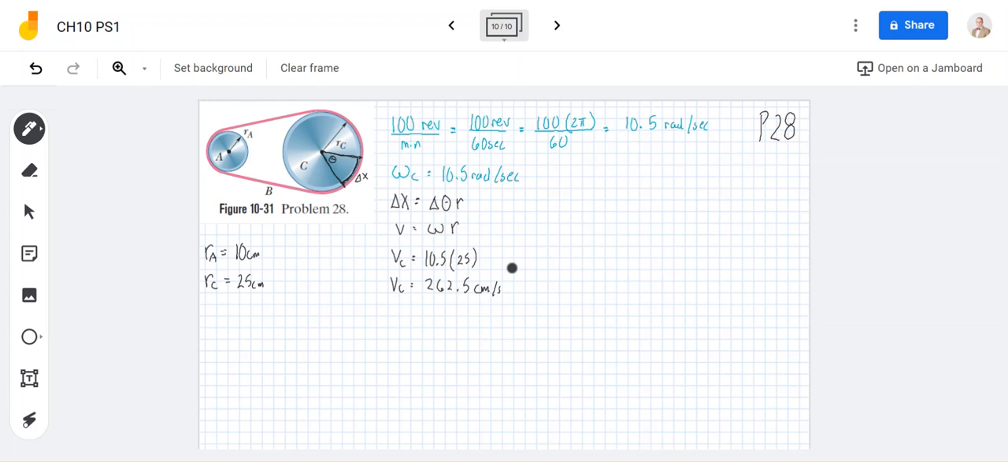So here's the point of this problem. Because it's just one belt, basically what it's saying is the linear speed of the belt around A is equal to the linear speed of the belt around C. The belt itself is just one piece of rope or string or chain or whatever it is. So the linear speed around both pulleys has to be the same, but that means the angular speed of the pulleys has to be different.